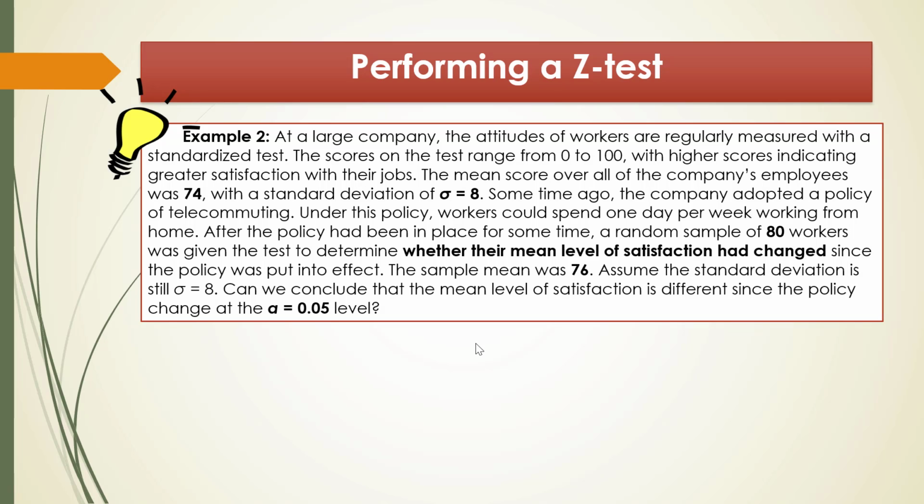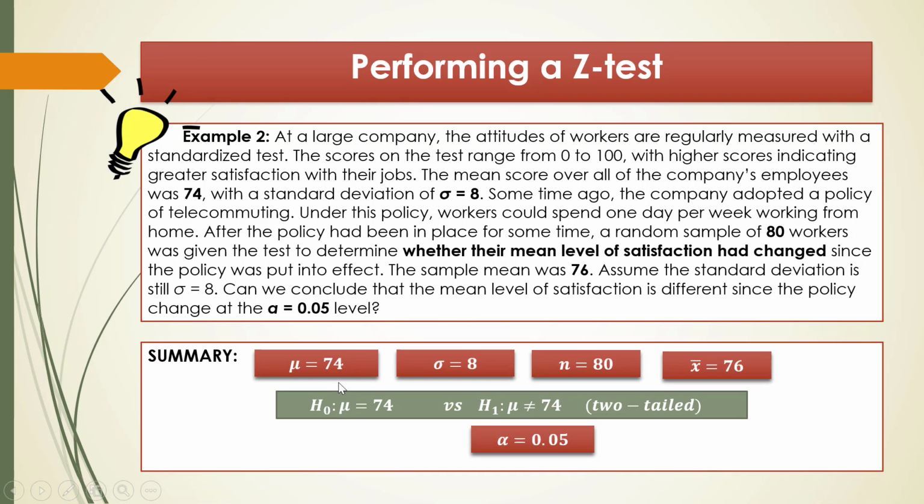Some time ago, the company adopted a policy of telecommuting. Under the policy, workers could spend 1 day per week working from home. After the policy had been in place for some time, a random sample of 80 workers was given the test to determine whether the mean level of satisfaction had changed. The sample mean was 76. Assume that the standard deviation is still sigma equal to 8. Can we conclude that the mean level of satisfaction is different since the policy changed, at the alpha is 0.05 level?